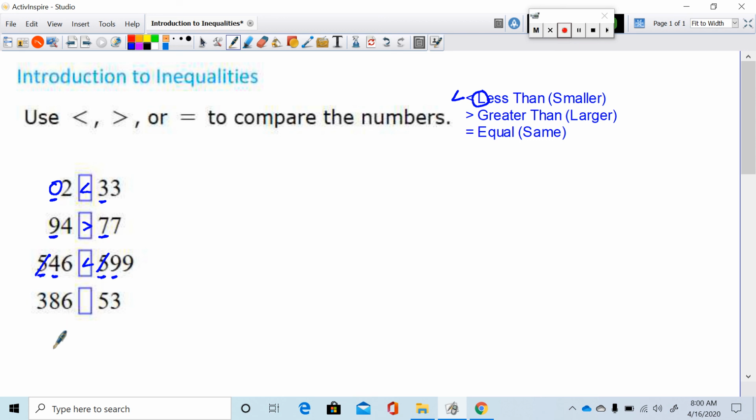And for this one, I've got to come out here and write it down a little bit because I didn't leave myself room. 53 needs to be 053 because if this has 3 digits, this one must have 3 digits. The only time you put a 0 in the front like this is if you're comparing the numbers. So you've got 3 and 0. 3 is bigger or larger than 0, so that's greater than.